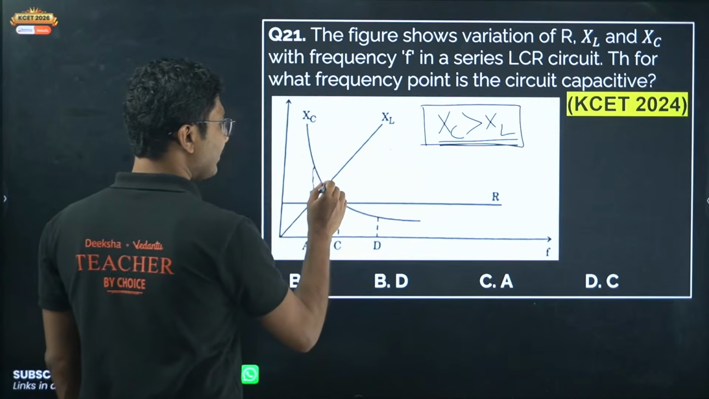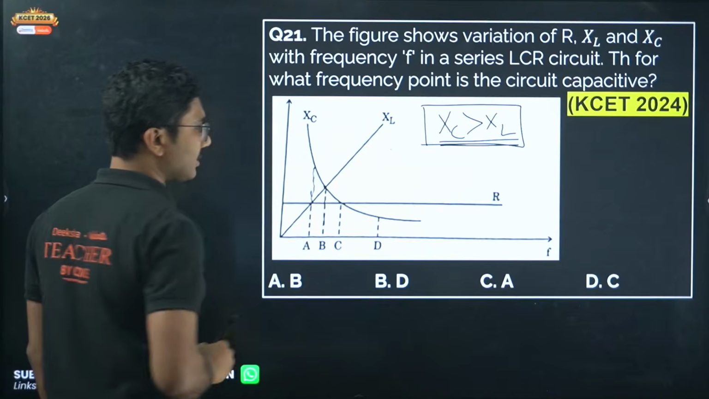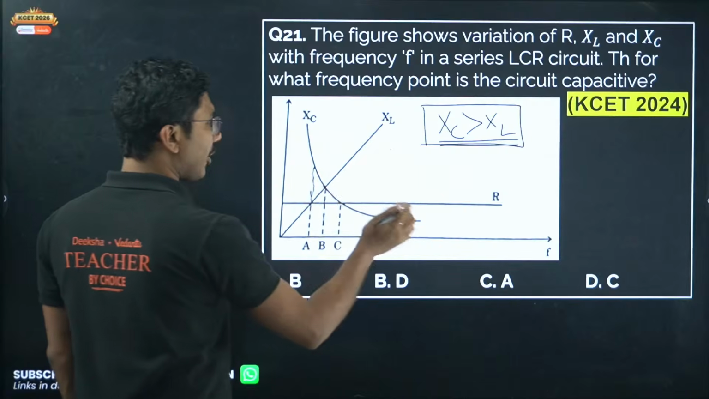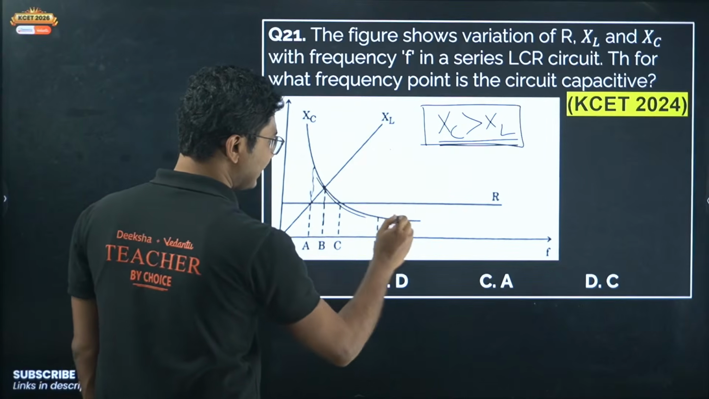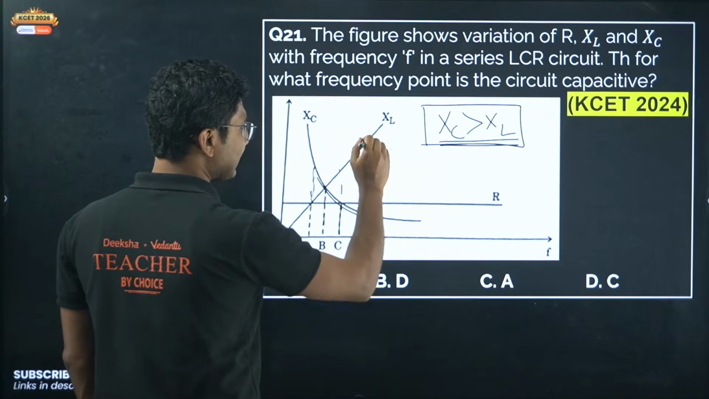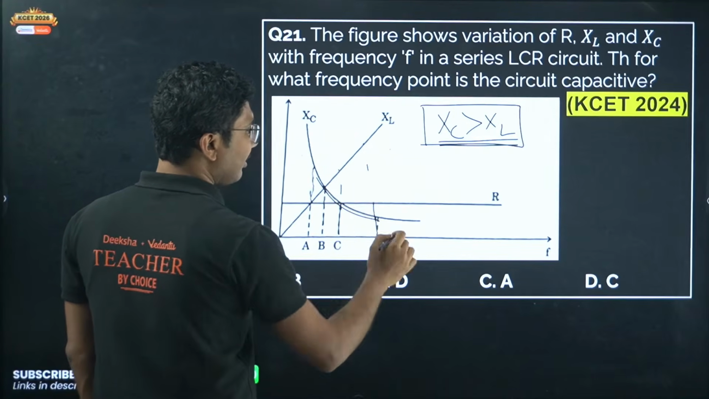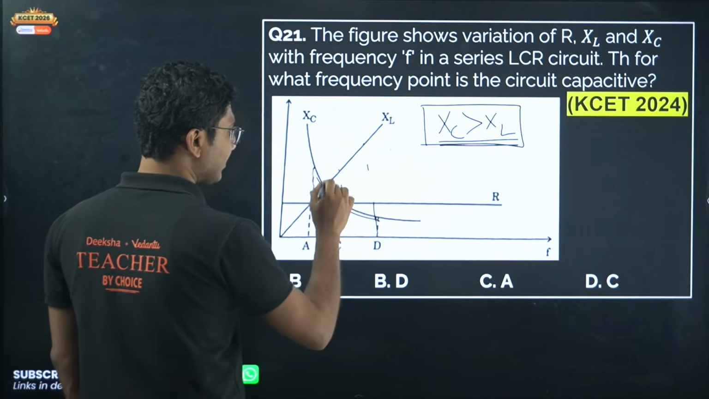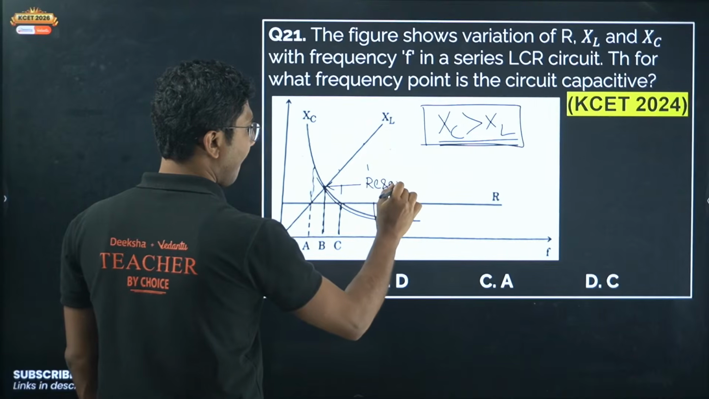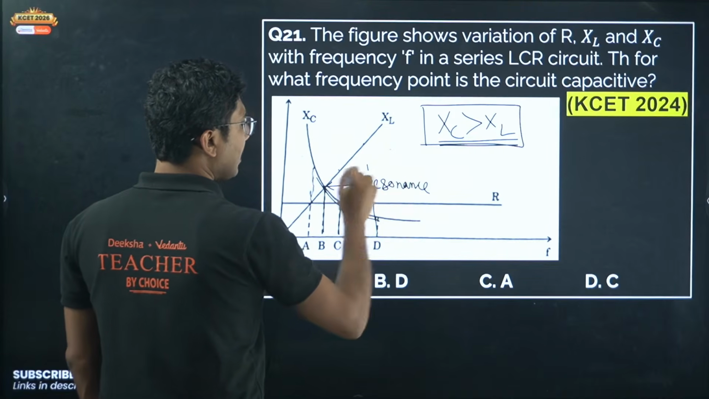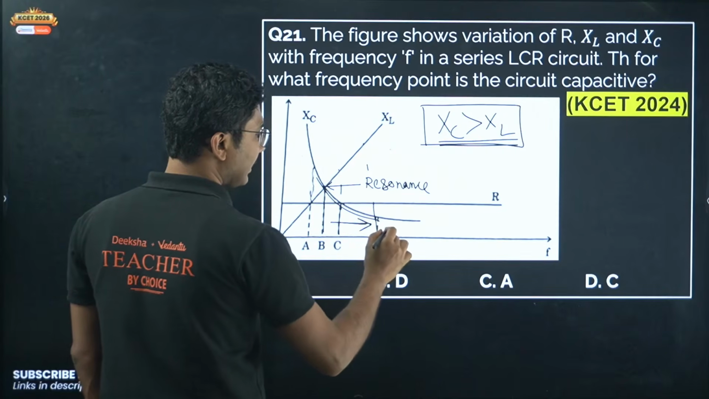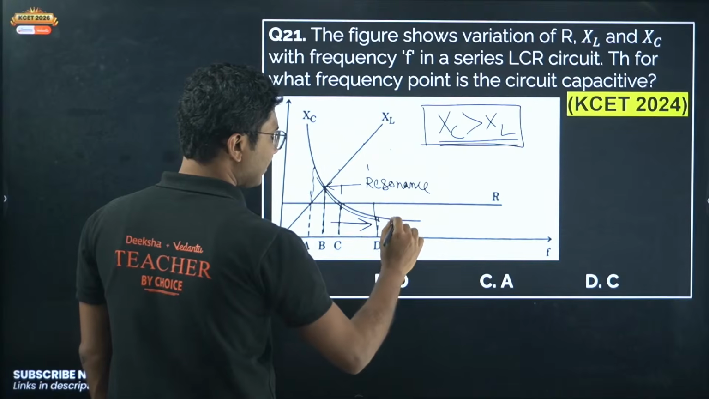This is the point where resonance happens. Resonance means XL equals XC. Now for these two points, C and D, as you can see, XC value is decreasing and is much smaller than XL, so these are all inductive. This region is resonance. Any point on this side is inductive. The circuit is inductive.